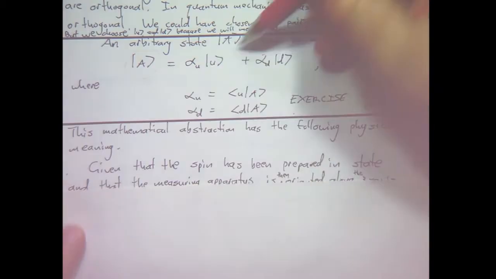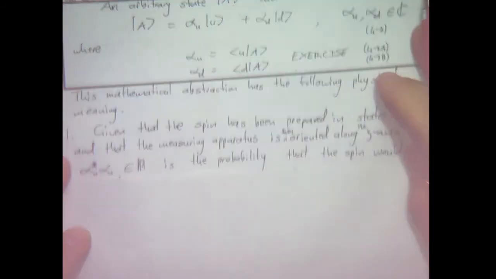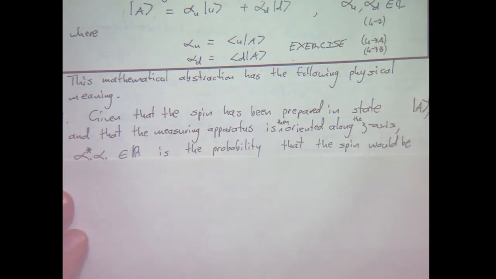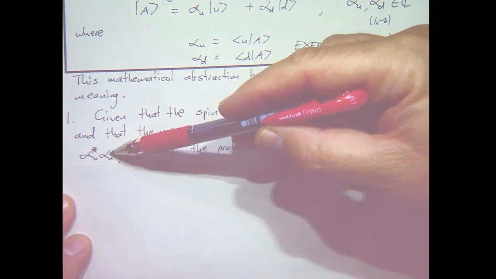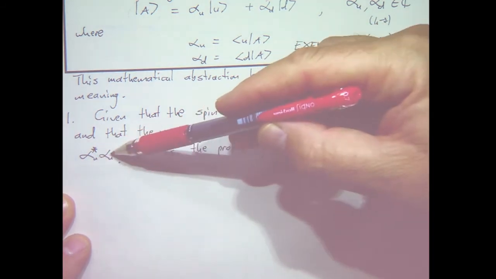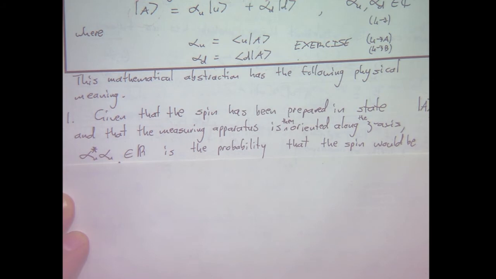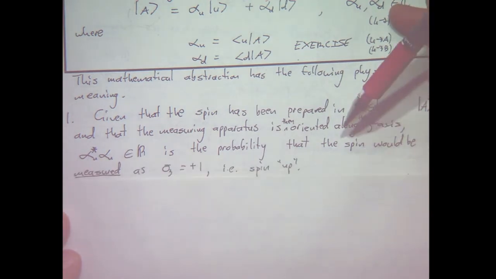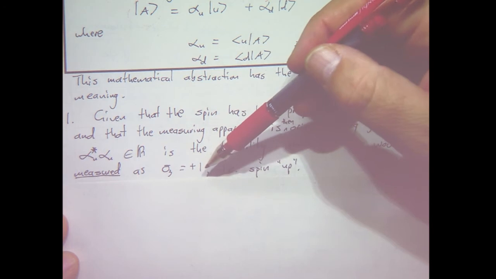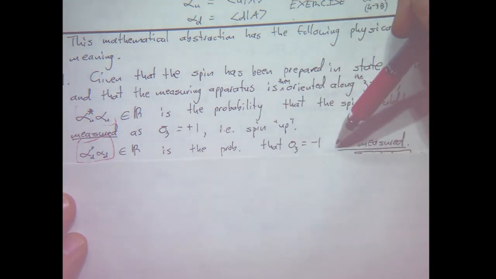Now this is a mathematical abstraction, and it has the following physical meaning. First of all, given that the spin has been prepared in the state A, and that the measuring apparatus is then oriented along the z-axis, the complex conjugate of alpha u times alpha u is a real number, because the product of a number and its complex conjugate is real. And this is interpreted as the probability that the spin would be measured as plus one, sigma z would be plus one. Similarly, that is the probability that the spin is measured as minus one.